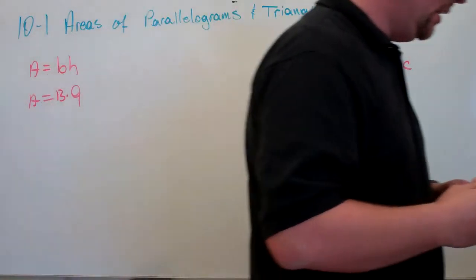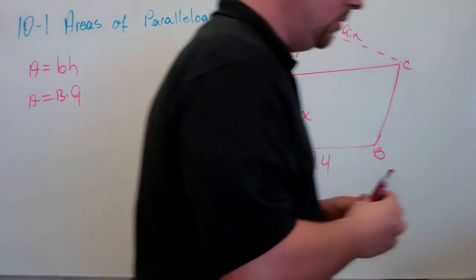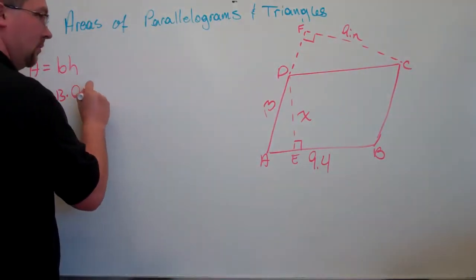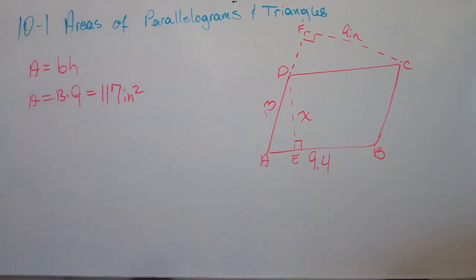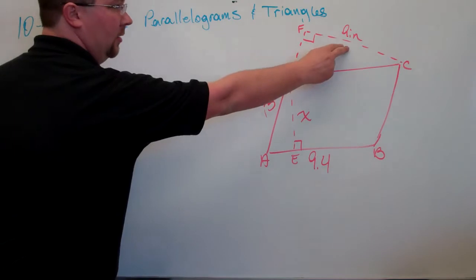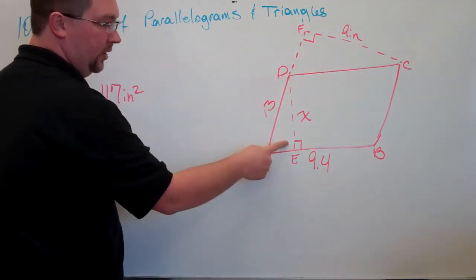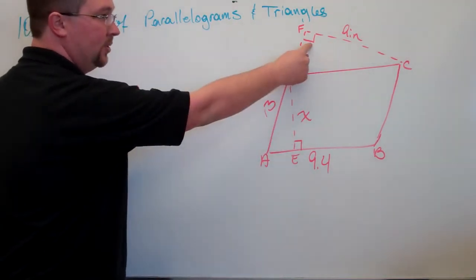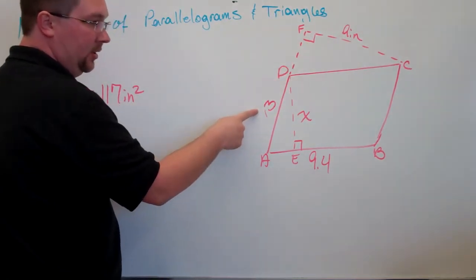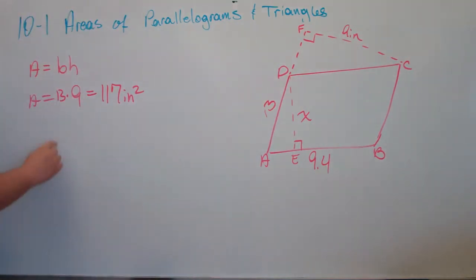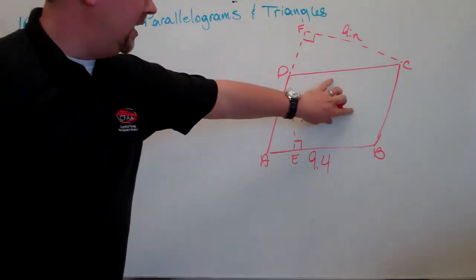Alright, so 13 times 9 is 117 inches squared. So now we know our area is 117 inches squared. Alright, so again, look for your right angle. This was a right angle. Well, we don't have X. This was a right angle, so this is our height. It's perpendicular to this base, so this is our base. 13 times 9, 117. So now that's the area of this trapezoid.